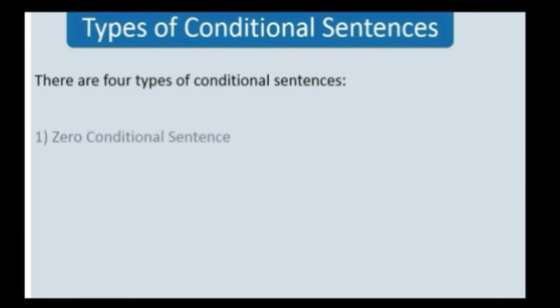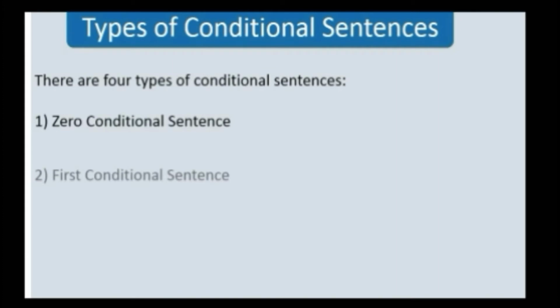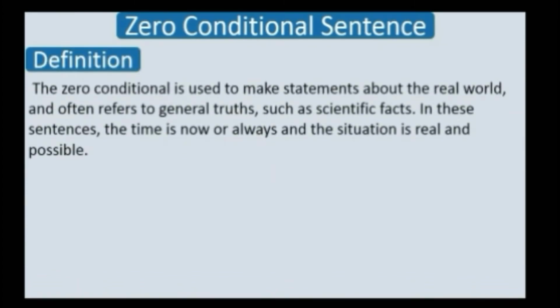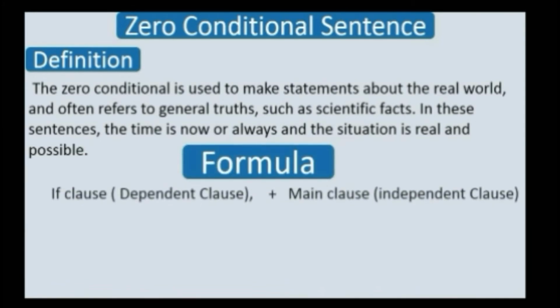There are four types of conditional sentences: zero conditional, first conditional, second conditional and third conditional. So basically, what is a zero conditional sentence? Zero conditional always talks about scientific facts and general truths, and we do not have any influence over this because science and logic make it complete itself. Okay, we do not have any influence over this.